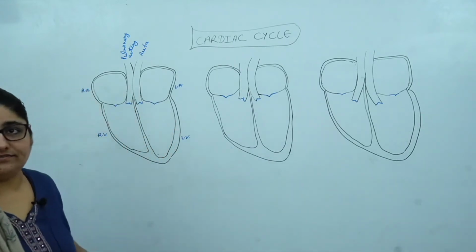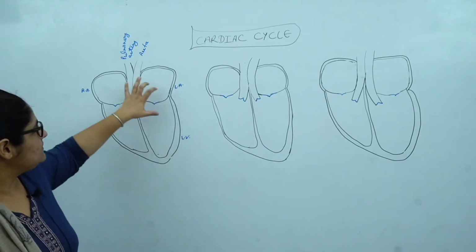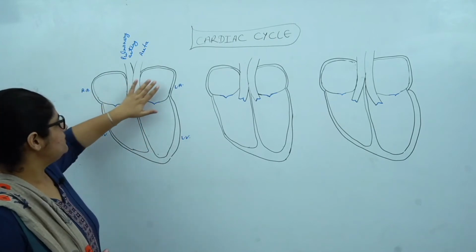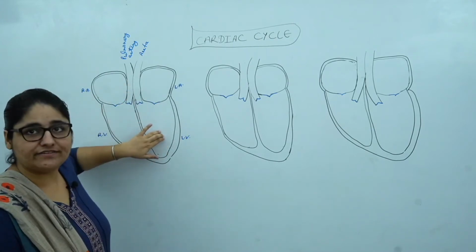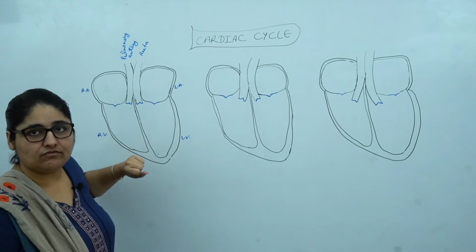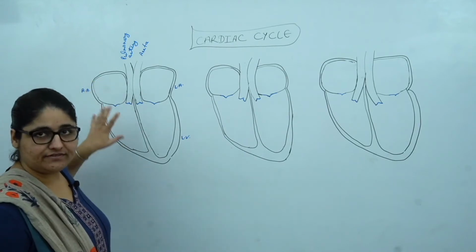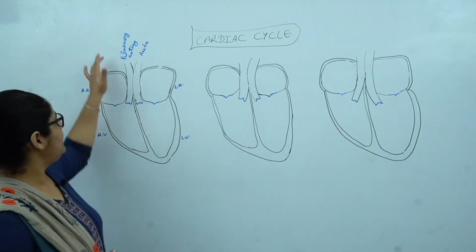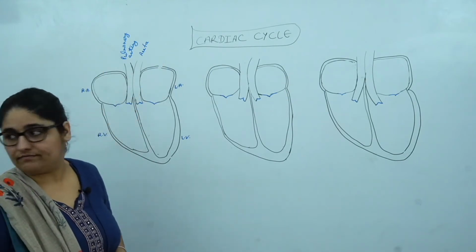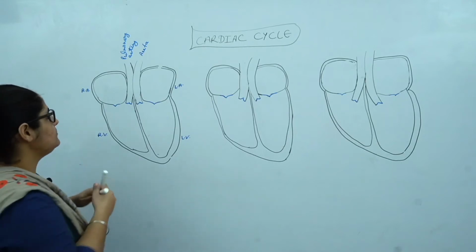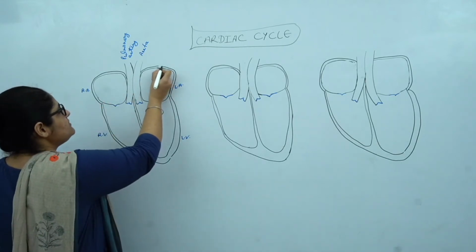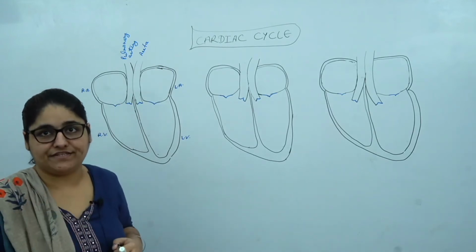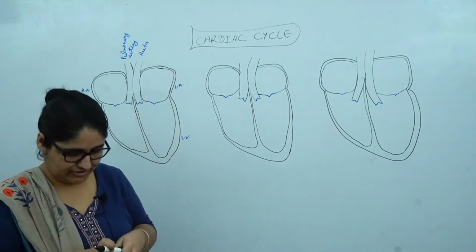So in the first event, this is the outline diagram of the heart. Left atrium, left ventricle, the mitral valve, right atrium, right ventricle, right valve, aorta, and pulmonary artery. So we will start with the contraction of the atria, atrial contraction.